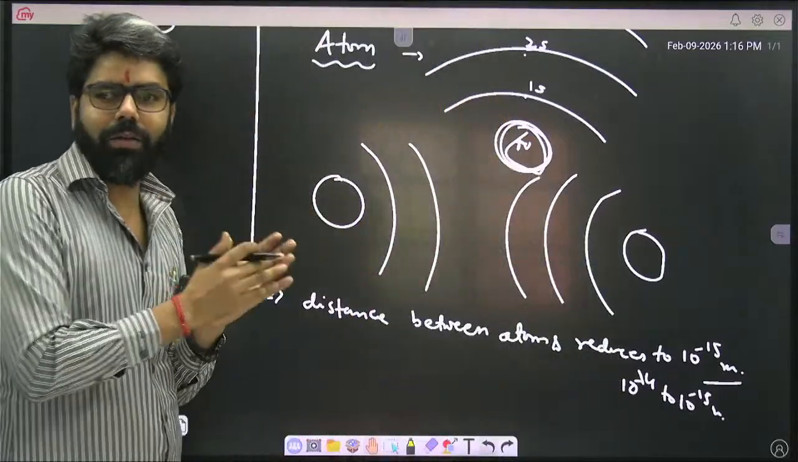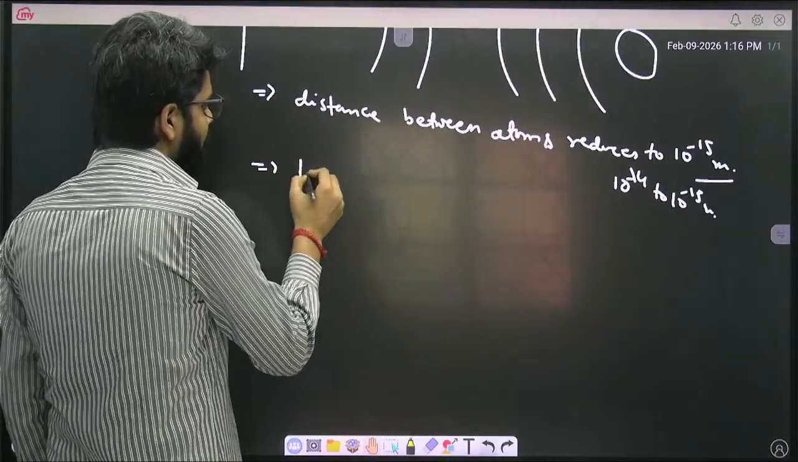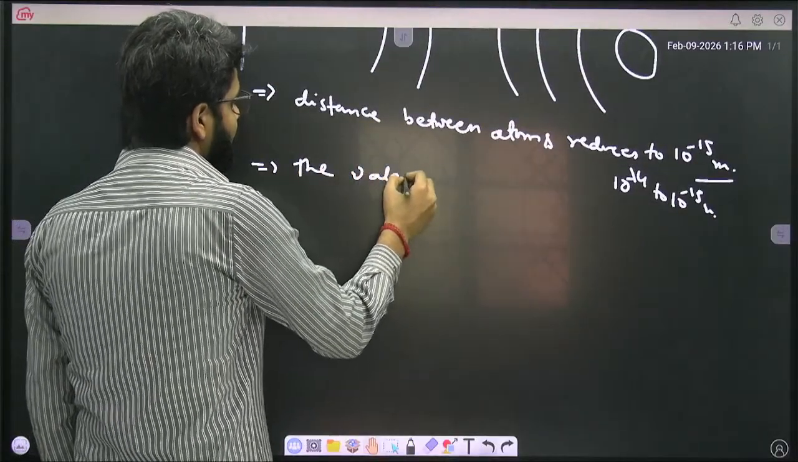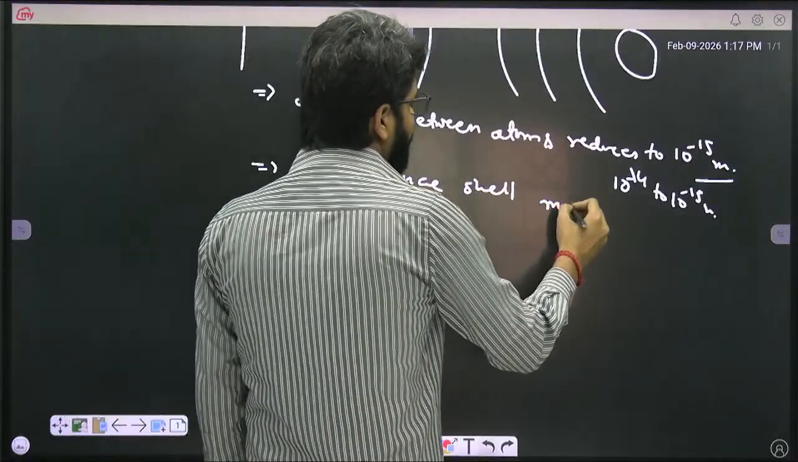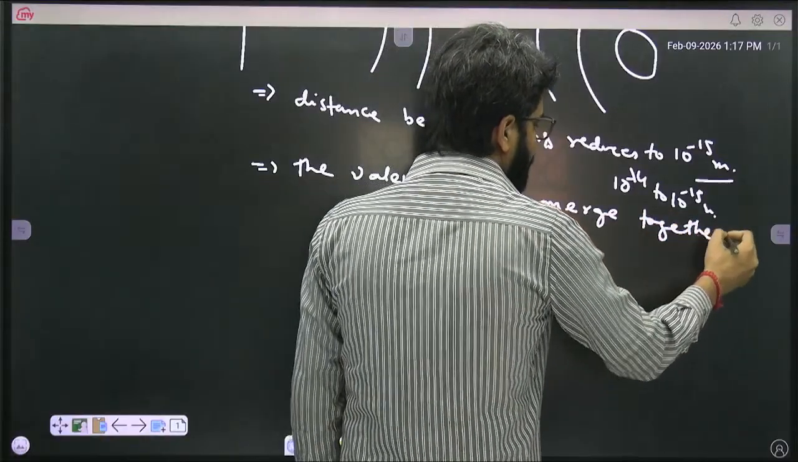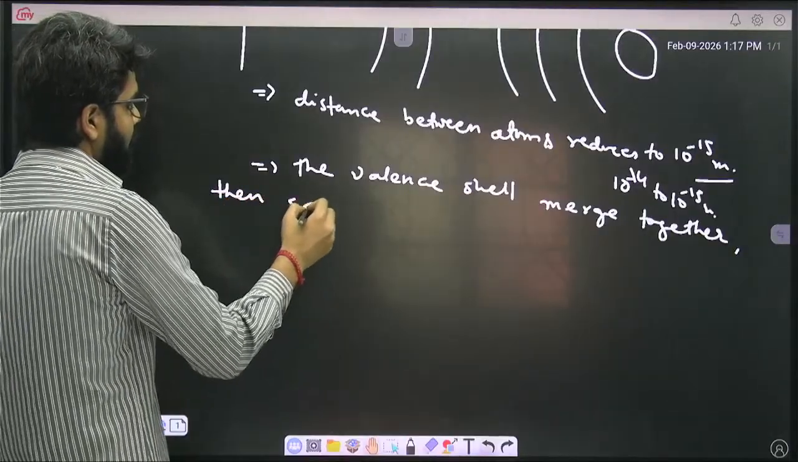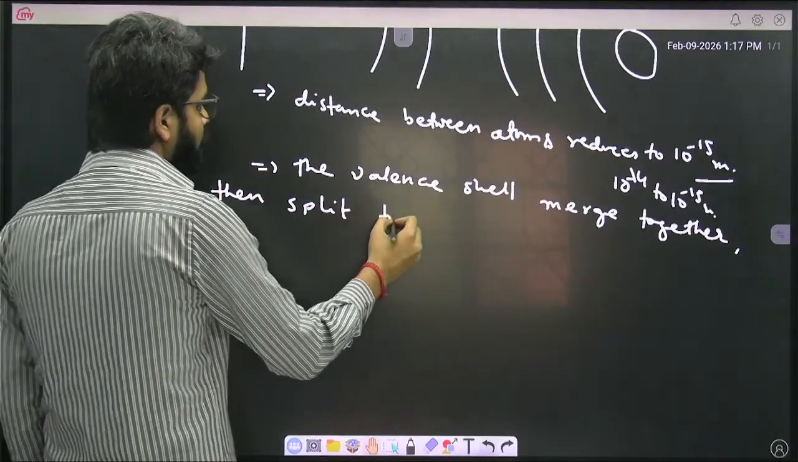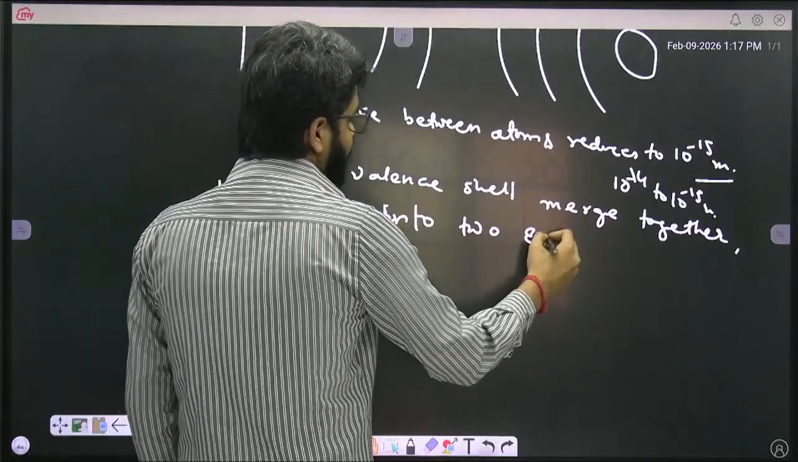In atoms we have the valence shell. So the valence shells merge together at first, then split into two energy bands.